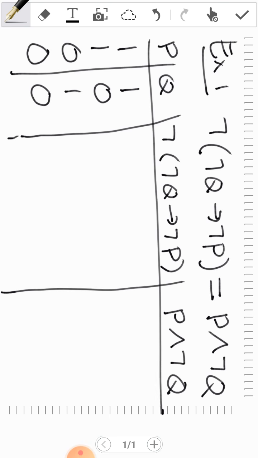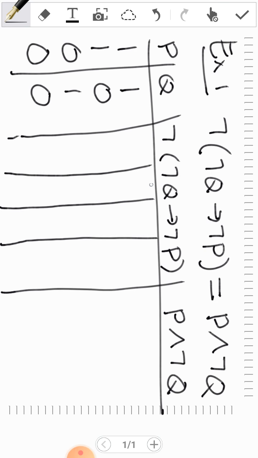So what we can do here is maybe we can divide this into several columns. This will now be for the following. This column will represent not Q. So we now negate all the elements in this column. This will become 0, 1, 0, 1. We're just negating this column here. And then for not P, we now negate this column, not P. This will become 0, 0, 1, 1.